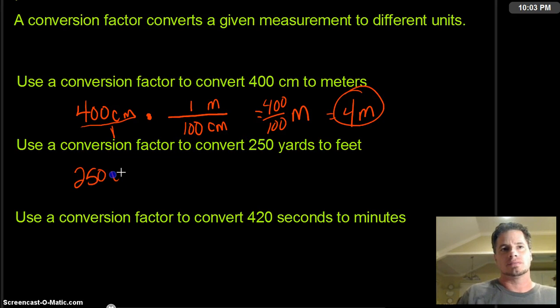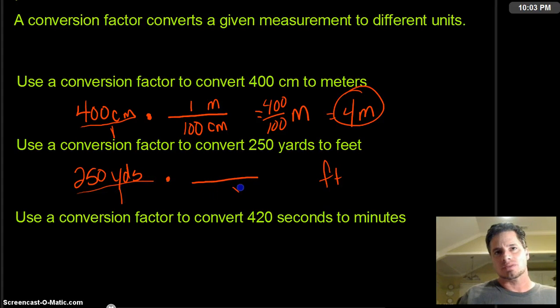250 yards, and I'm going to feet. Okay, so I'm going to multiply by a factor, and it's a fraction, and I'm going to end up with feet here. I'm getting rid of yards, so remember this is over 1, so I need yards to be on the bottom, so it cancels out. If I've got yards on top and yards on the bottom, that cancels. But I'm going to feet, so feet needs to be on top. Whatever you're going to is on top, whatever you're coming from is on bottom.